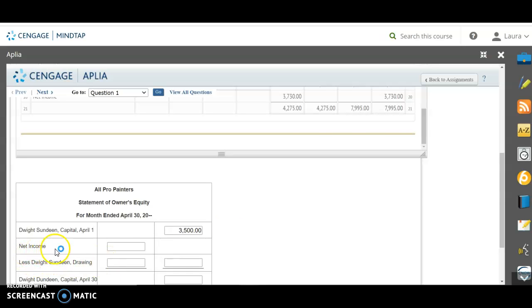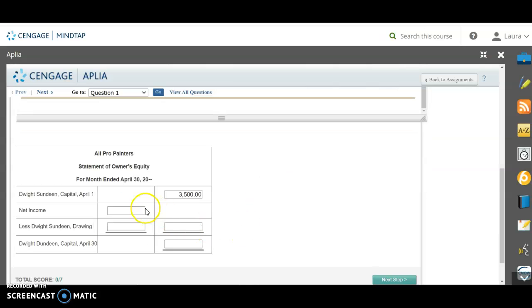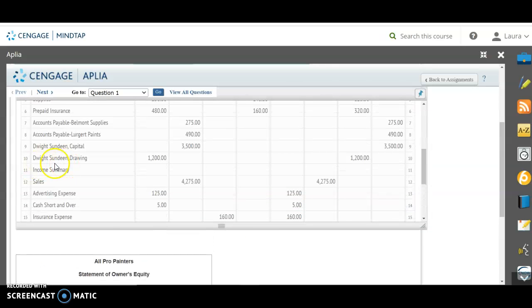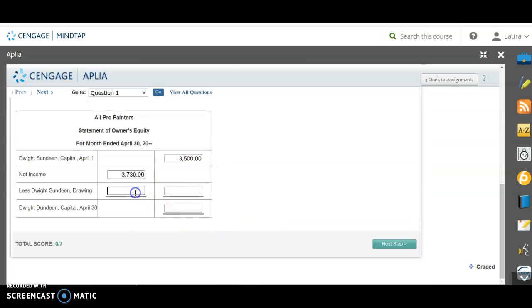Then it's asking us for the net income. So all we have to do is take that net income line, and it says it's $3,730. So we're going to plug that amount in there to show our net income. And then it says less, so we know we're going to subtract Dwight Sundin drawing. So the drawing is right here, the $1,200. He withdrew that amount of money. And it says less, so we're going to subtract. We always subtract above, so 3730 minus the 1200, and that's going to leave us 2530.